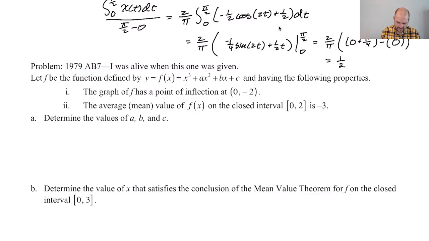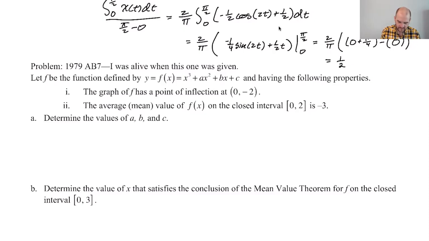All right, so the function is x cubed plus ax squared plus bx plus c. It has the following properties. The graph has a point of inflection at (0, -2). I think that tells me two things. And then the average or mean value of f of x on the closed interval from 0 to 2 is -3. So that is like the old-timey way, right?